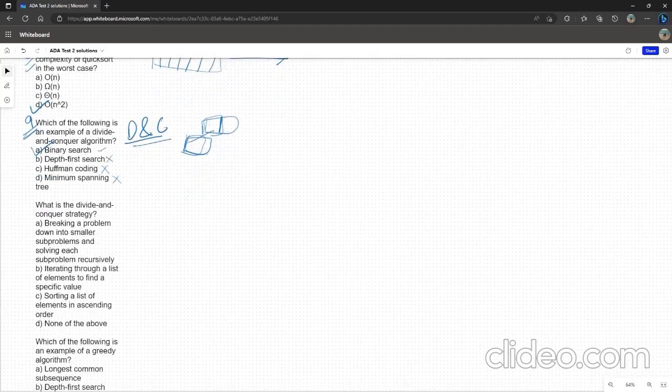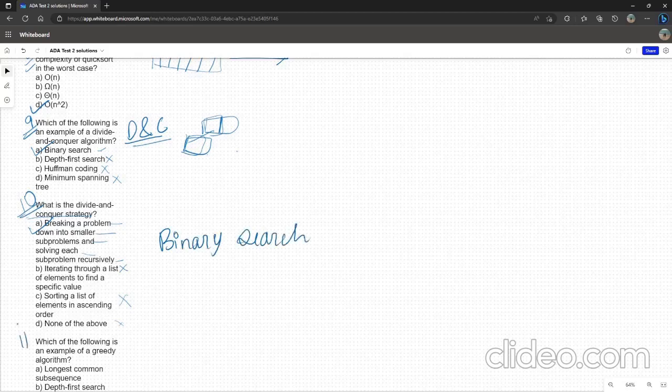DNC problem. Our 10th question is, what is divide and conquer strategy? As we have talked in binary search, breaking down a problem into smaller subproblems, solving each problem recursively, or it is iterating through a list. We have seen it is not that. Sorting a list elements in the ascending order, no, that's sorting. None of the above. We know that A, it is breaking a problem down in smaller subproblems, solving each subproblem recursively as in binary search.